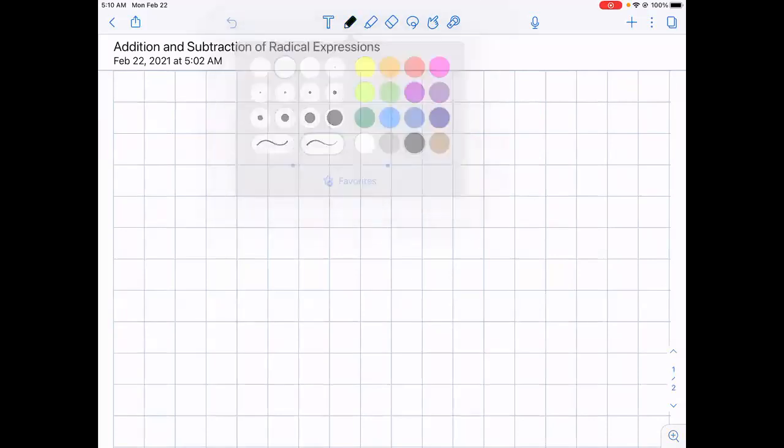Hello. In this video, we'll talk about addition and subtraction of radical expressions. Before we can add or subtract radical expressions, we must understand what we mean by what are called similar radicals. Okay? So, what are similar radicals?